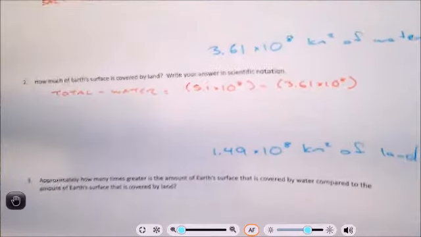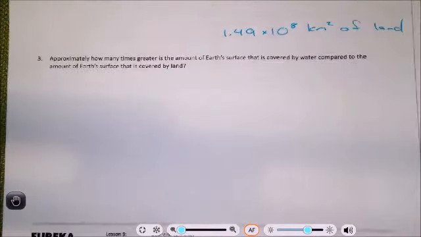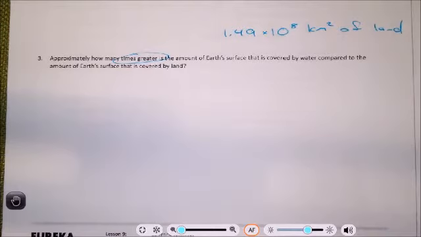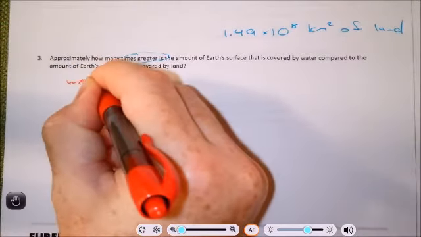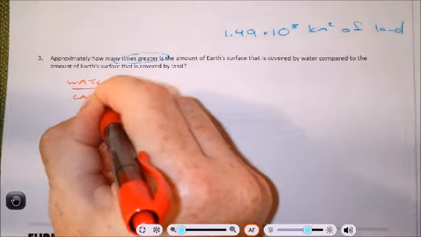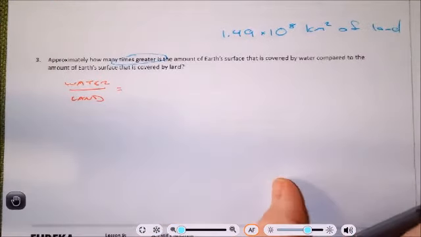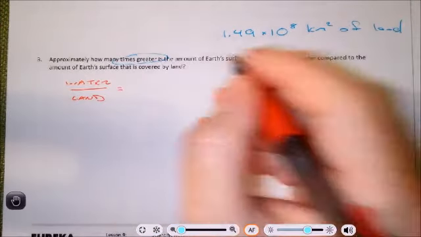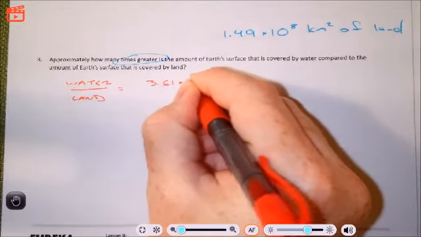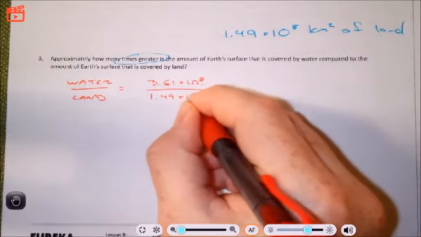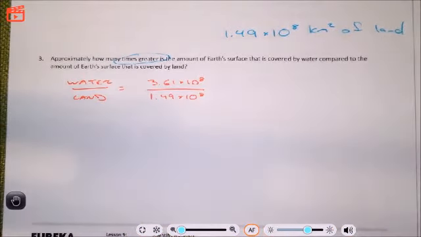And then moving on to number 3, how many times greater is the water compared to the land? How many times greater means we have to divide. You're going to divide the water by the land to find out how many times bigger the water is. So you have to use the water number that we found in part 1, which is 3.61 times 10 to the 8th, and you're dividing by the land, 1.49 times 10 to the 8th. So that's the division problem.